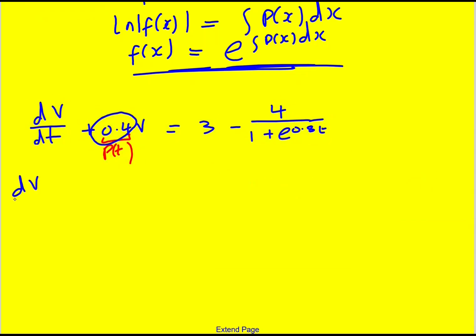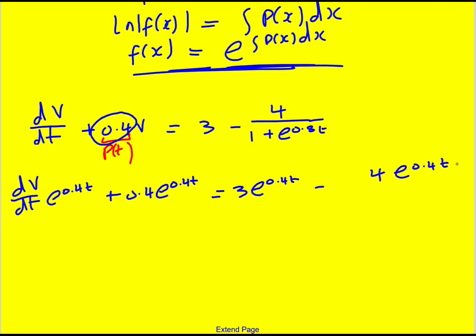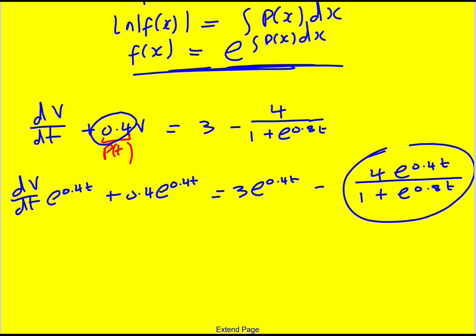So I will get dv by dt times e to the 0.4t plus 0.4 e to the 0.4t equals 3 e to the 0.4t minus 4 e to the 0.4t over 1 plus e to the 0.8t. And this thing here is looking a lot like something we had before. But before I look up, I'm just going to keep going with this.